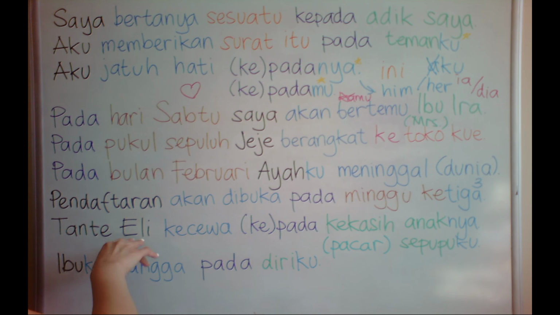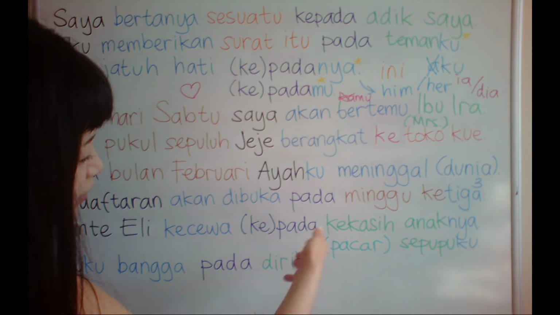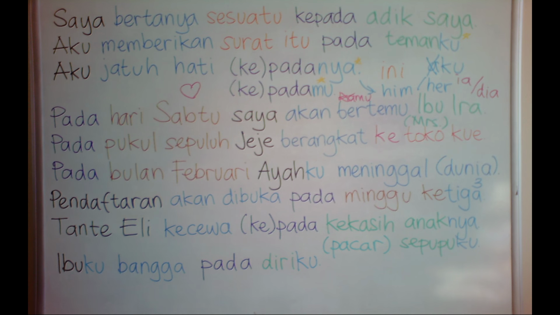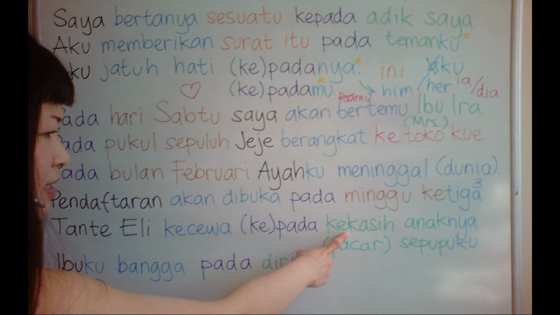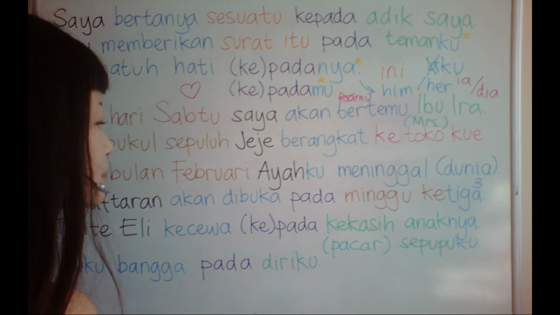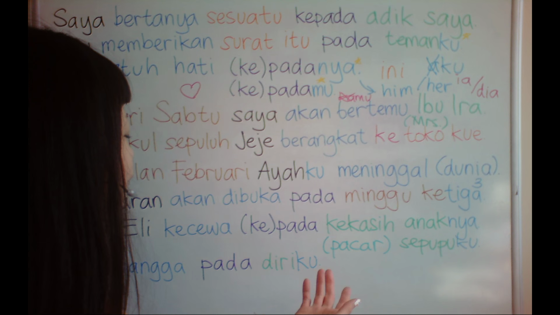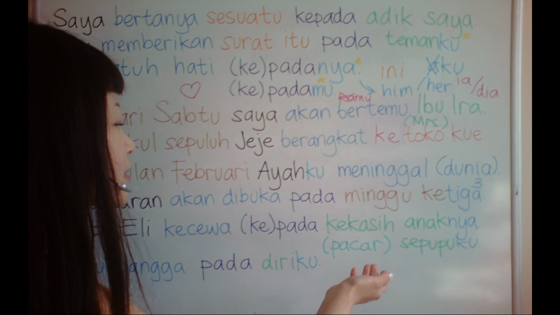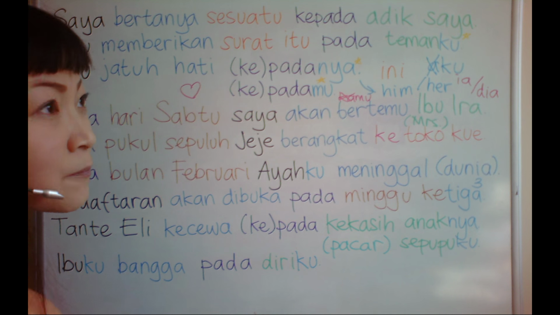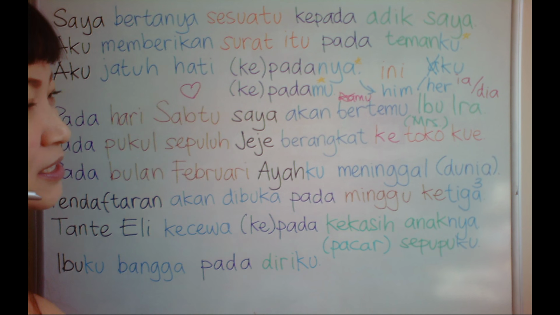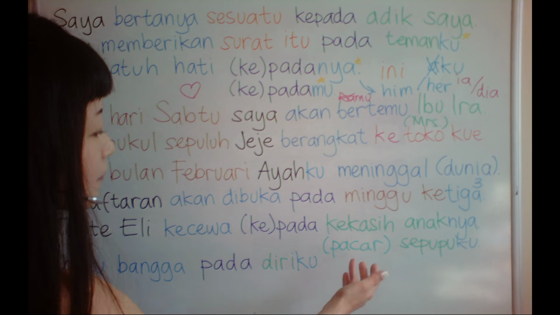So, Tante Ellie disappointed with the boyfriend or girlfriend of her child, her daughter or her son. And kekasih is so formal, and in casual life you will hear they don't use kekasih because it's too formal. We use pacar. Pacar is kekasih, is boyfriend, girlfriend, pacar.